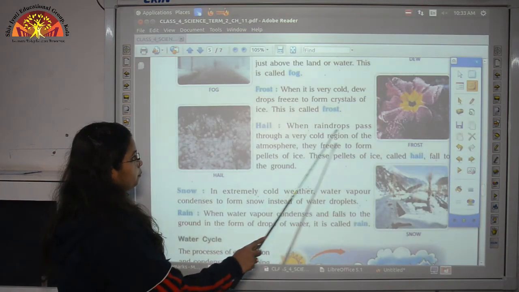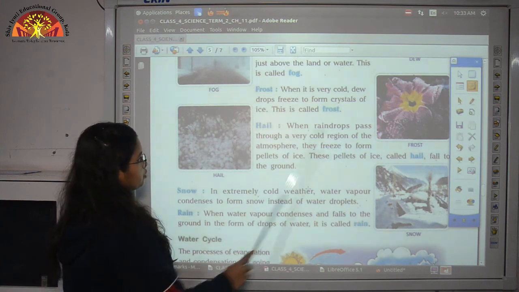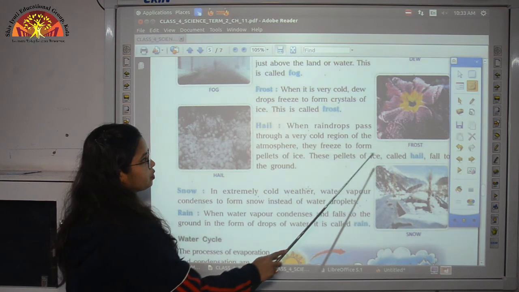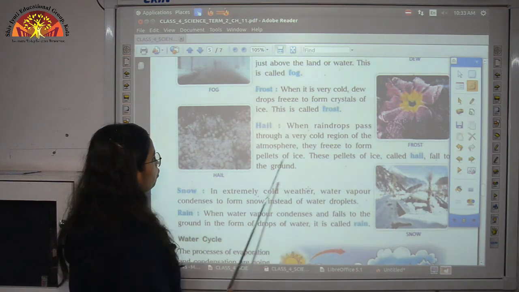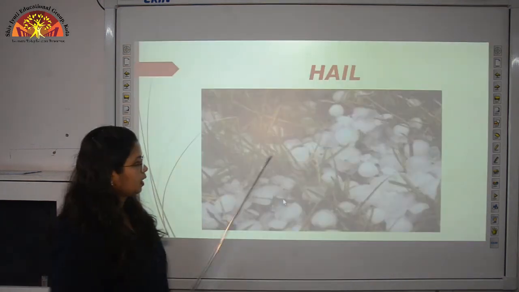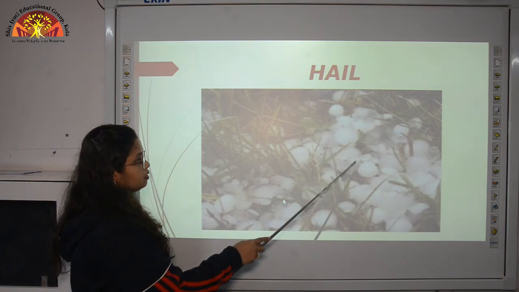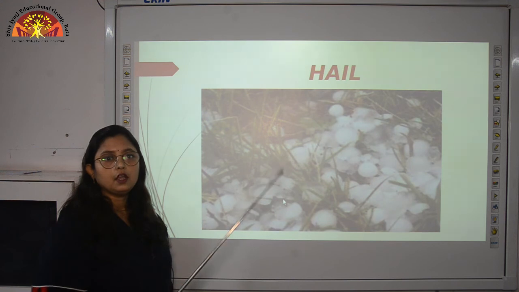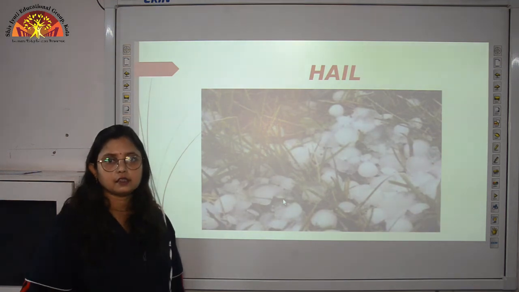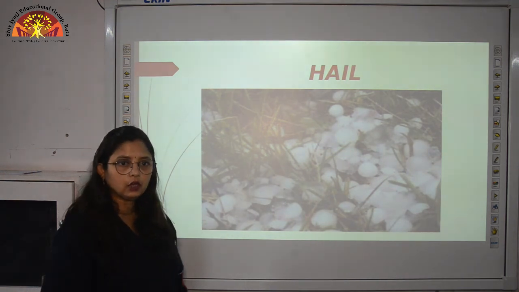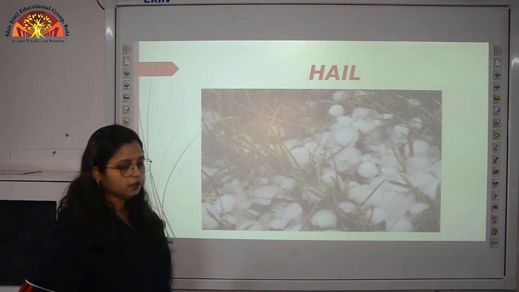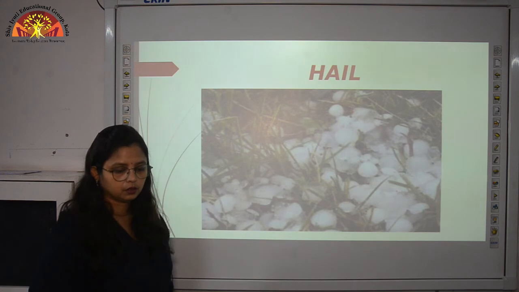When raindrops pass through a very cold region of the atmosphere, they freeze to form pellets of ice. These pellets of ice are called hail. They fall to the ground. Here you can see these pellets of ice are called hail or hailstones. You might have seen in our city also, sometimes when there is very cold weather, hailstones fall. So these are the frozen form of water.